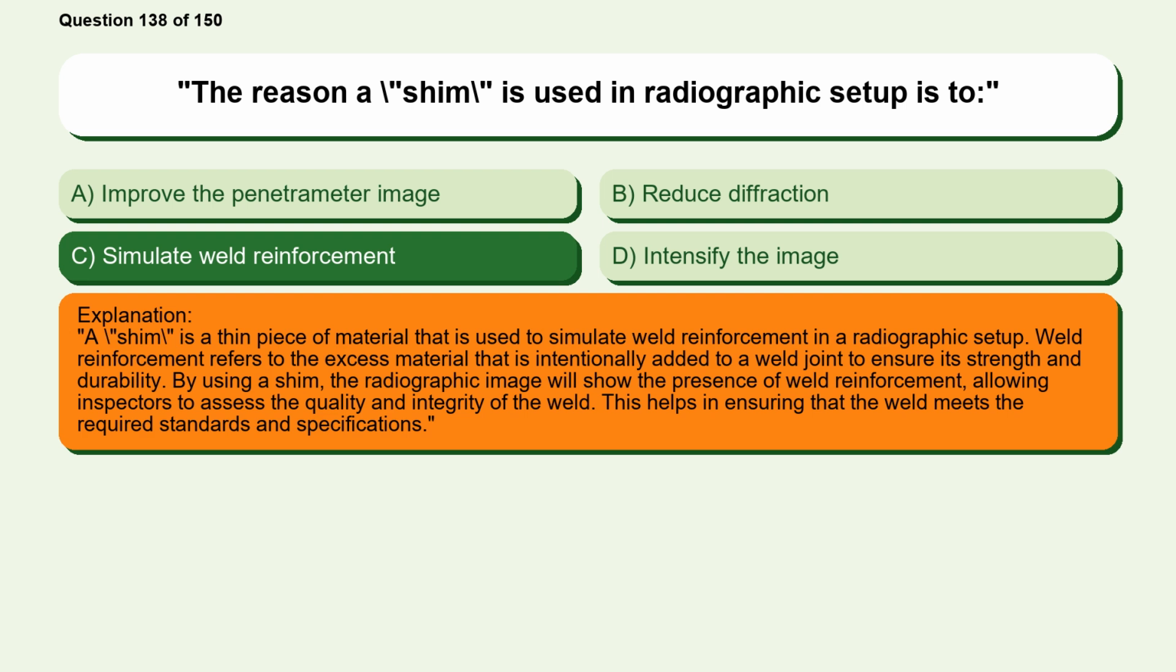A shim is a thin piece of material that is used to simulate weld reinforcement in a radiographic setup. Weld reinforcement refers to the excess material that is intentionally added to a weld joint to ensure its strength and durability. By using a shim, the radiographic image will show the presence of weld reinforcement, allowing inspectors to assess the quality and integrity of the weld. This helps in ensuring that the weld meets the required standards and specifications.